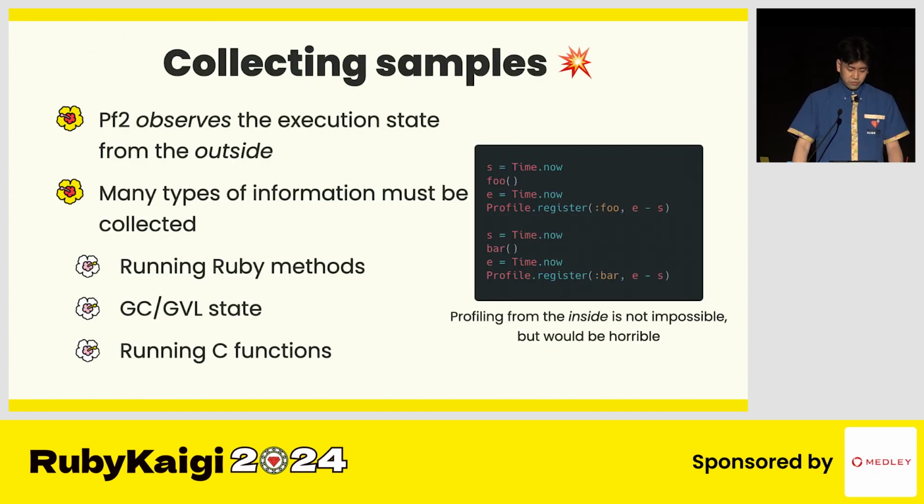Well, collecting samples is the most fun part of creating a profiler. Profilers work by observing the execution state from the outside of the target program. Well, it is possible to observe that from inside a program, but I think none of you would want to wrap each method call with a Time.now and calculate elapsed time every time. Each type of information, like the running Ruby method, garbage collection, and GVL state, requires its unique approach.